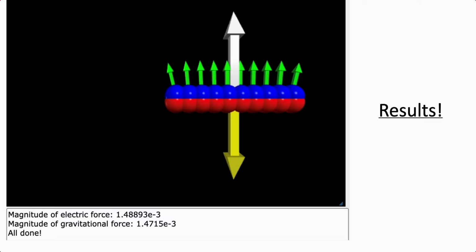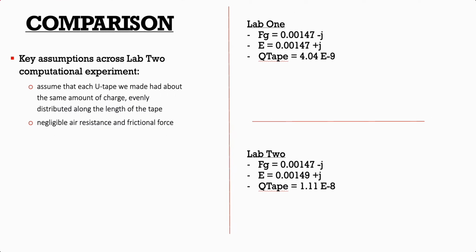Here, after all that code, are our results, with the magnitude of the electric force, the green arrow, being super similar to the magnitude of the gravitational force, which is pointing down, the yellow arrow. Then we have our comparison. In Lab 1, you can see the force of gravity is equal to the electric force, and the charge on one piece of tape is 4.04 times 10 to the negative 9 coulombs. In Lab 2, we have pretty similar figures within a margin of 1, I think that's 1/100,000th. And then our charge on the tape is 1.11 times 10 to the negative 8 coulombs, as calculated with the formula a few slides back.